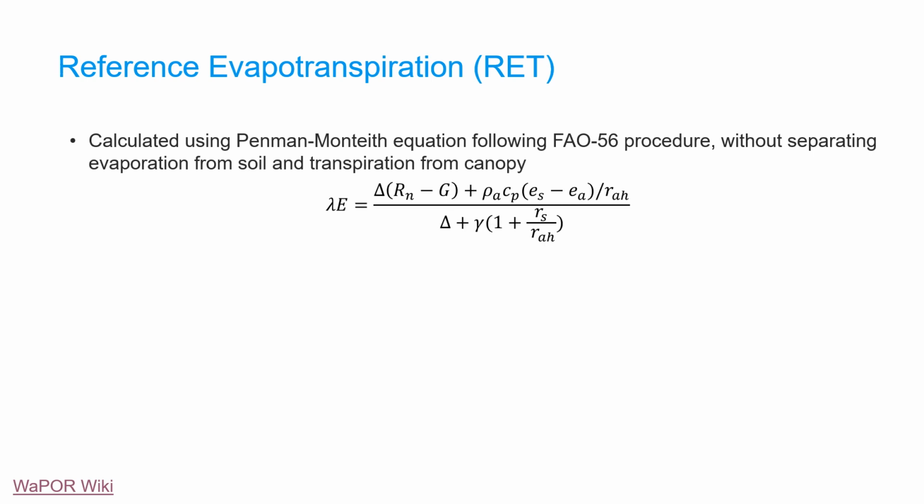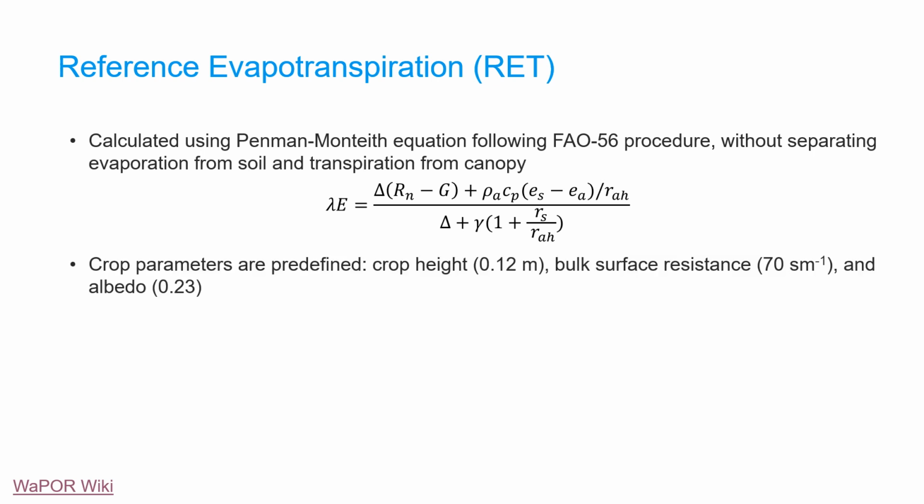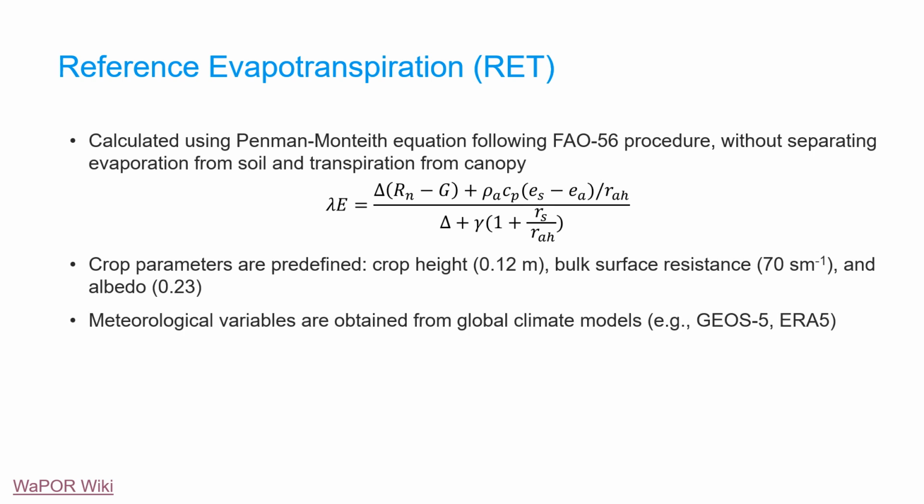RET is calculated using Penman-Monteith equation standardized in the FAO 56 report, without separating evaporation from soil and transpiration from the canopy. The reference crop parameters are defined in the FAO 56 report, including crop height, bulk surface resistance, and albedo. ETLook models use data from global climate model or reanalysis such as GEOS-5 and ERA5 to derive meteorological variables including vapor pressure deficit, air temperature, wind speed, psychrometric constant, and the slope of the saturated vapor pressure curve.